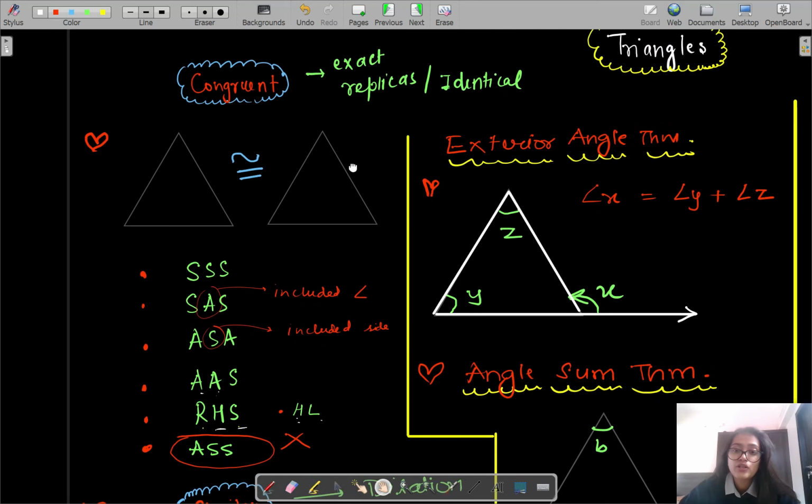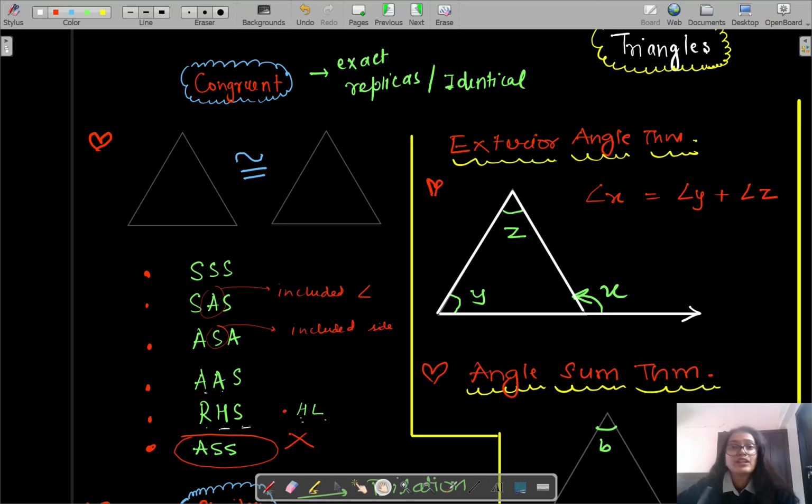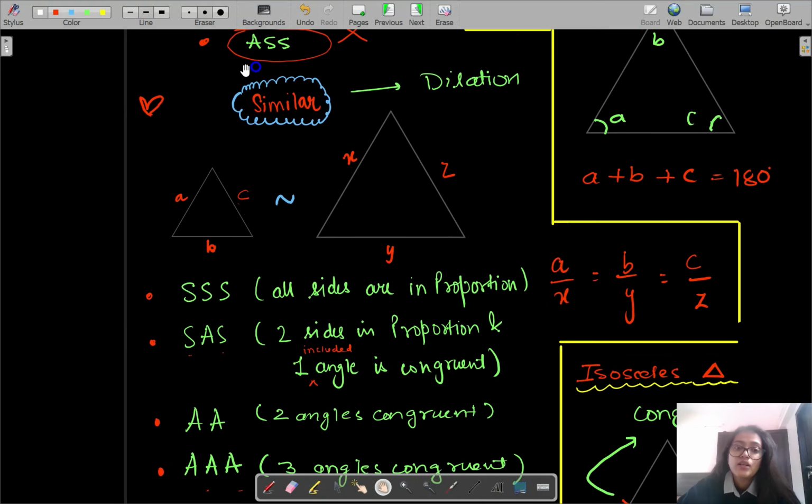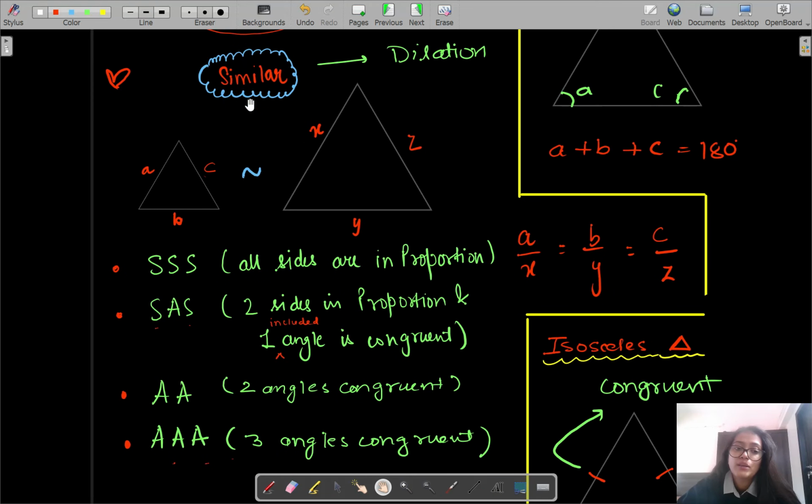Now you can expect questions like they will give you two triangles and they will give you two conditions and they will ask you which of the following conditions would be sufficient in order to prove these two triangles congruent. Similar question you can expect on similar triangles. Now similar triangles are the triangles which, similar means just dilation. That means you have a triangle and you just increase or decrease the sides, but in the same ratio.